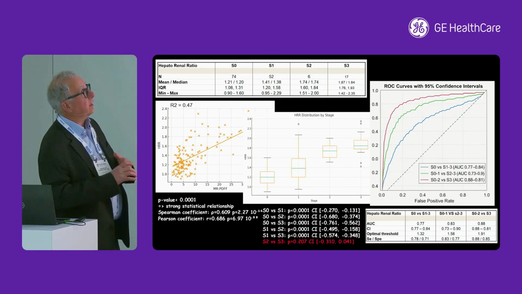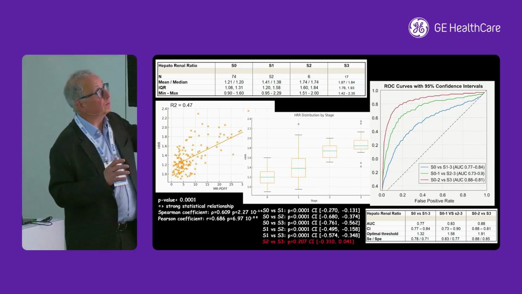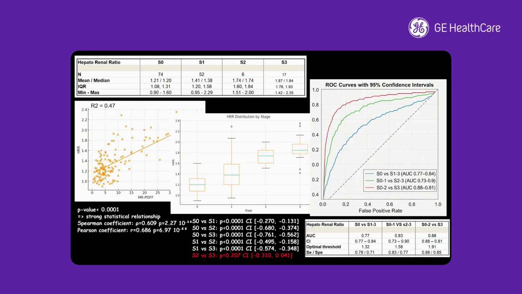So, first, looking at the hepatorenal ratio, we split the values between S0, S1, S2, and S3. And you see that the p-value is really low, meaning that there's a very good correlation between hepatorenal ratio and the liver fat content. The Spearman and Pearson coefficients are highly significant. However, if you carefully look at the data, because people are mostly saying, oh, this is significant, but when you look at the data, you see the overlap, and you understand why it's not easy to separate S0 from S1 and even S2 from S3.